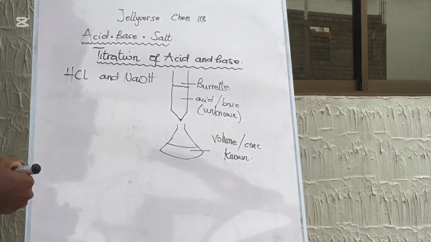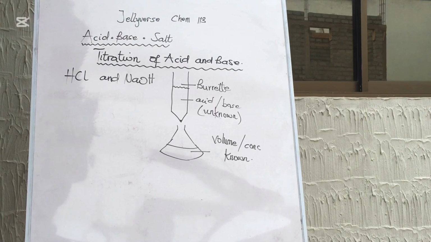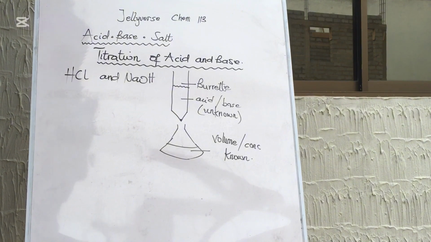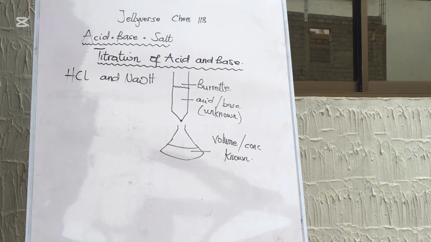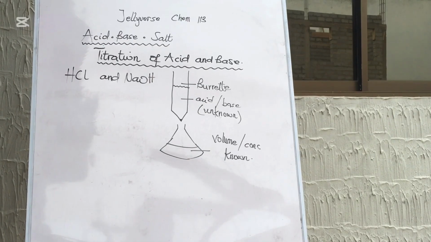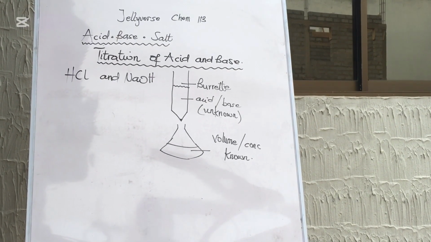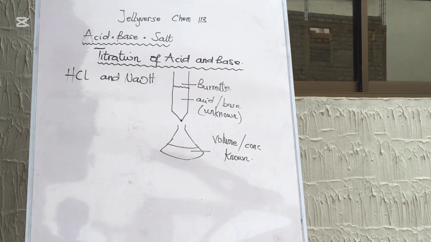So in a titration experiment, you are going to have one in the conical flask and the other one in the burette. The one in the burette is usually the one with the unknown concentration, and we are going to use its volume to determine that concentration. This time we are doing titration of acids and bases, where we are determining the pH at a particular point when some amount of solution from the burette is added to the conical flask. So let's begin.